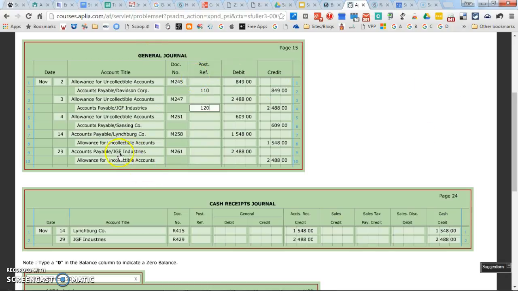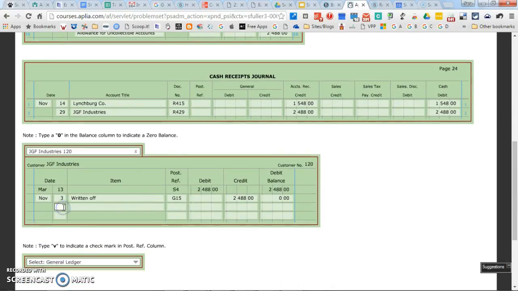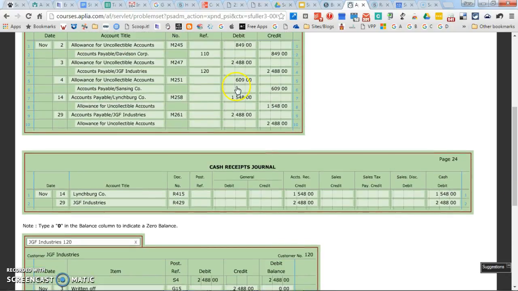And then we have JGF again. Okay, this time on the 29th. So 29th. On our item, we're going to have reopen account. G15 still. It is then a debit of $2,488. So our new balance is back to $2,488. Come back up here for post reference of 120.